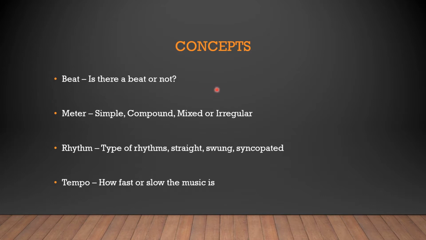Generally, we'll summarize these. Is there a beat or not? Is the meter simple, compound, mixed, or irregular? What type of rhythms are being used? Are they straight, swung, or are they syncopated, so off the beat? And tempo is how fast or slow the music is.